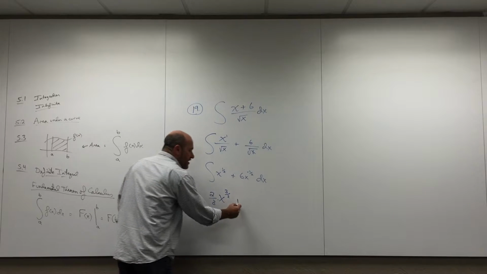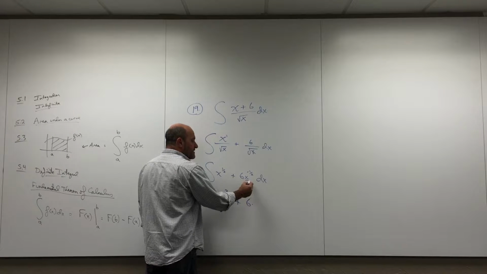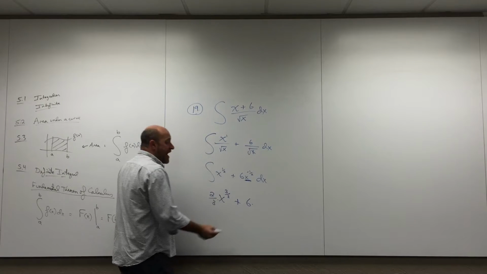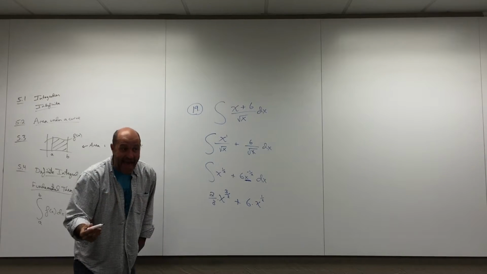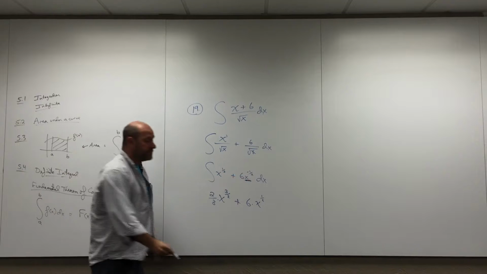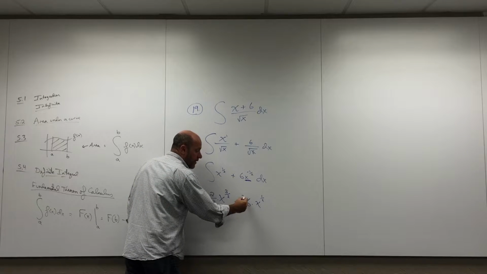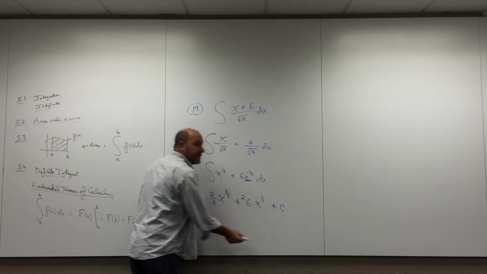Let's move over here. You got a 6. You leave the 6 there, and you integrate this little guy. You add 1 to the power. That's going to be x to the half. You're going to divide by a half. Dividing by a half is multiplying by 2. So we're multiplying by 2. Plus c. And we're done.